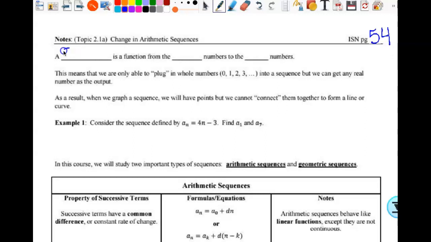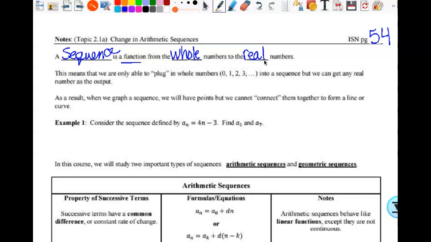So a sequence is a function from the whole numbers to the real numbers. Okay, so a sequence is a list of things that we're going to end up with. Sequences and series are often done together. A series is when you sum up your sequences. We are not going to talk about series right now. We're just looking at sequences.